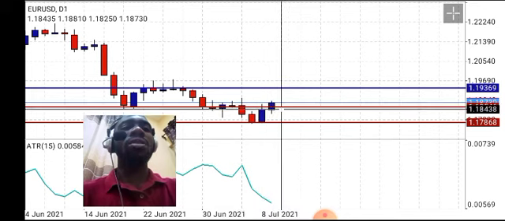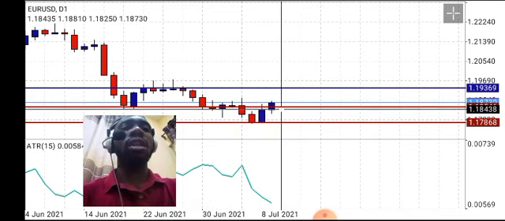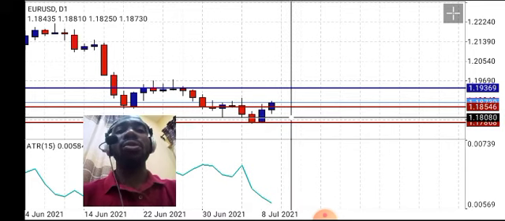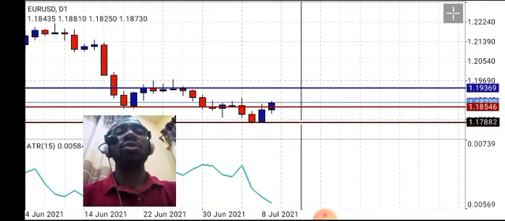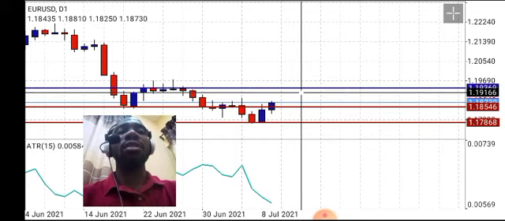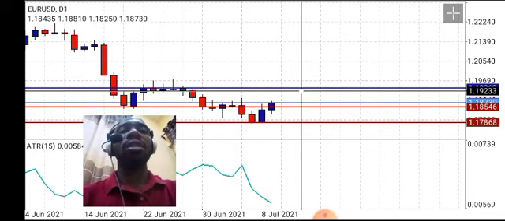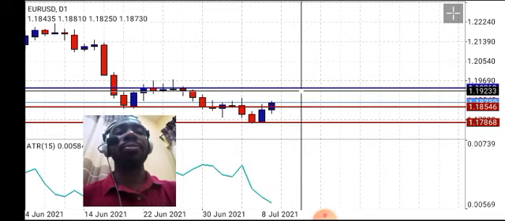So if the market successfully closes below this support turned resistance level, then it will be a good price to consider selling Euro USD. And if you want to buy, like I said, you can buy above this level. That's my take on Euro USD. Let's move to the next pair.